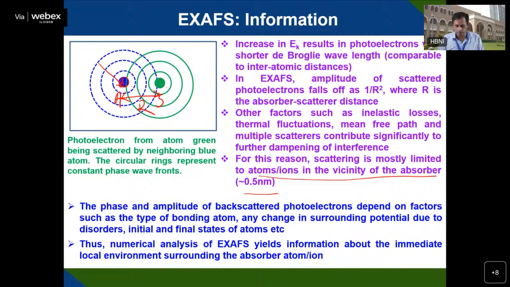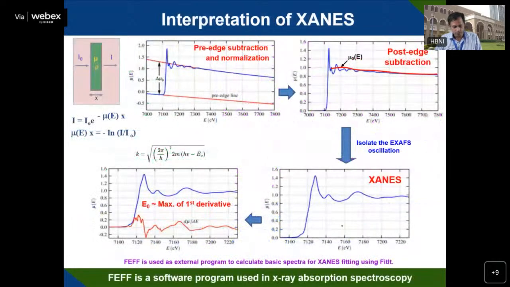And the phase and amplitude of a backscattered photoelectron depend on factors like the wavefront coming here, and when it is scattered it will return back. That will depend on the type of bonding of the atom and the energy change of the surrounding potentials. On that information, it will depend on the backscattering factors. Thus the numerical analysis of XAFS yields information about the immediate local environment surrounding the observer atoms or ions. So if you want to interpret this structure, how to analyze it is not easy.